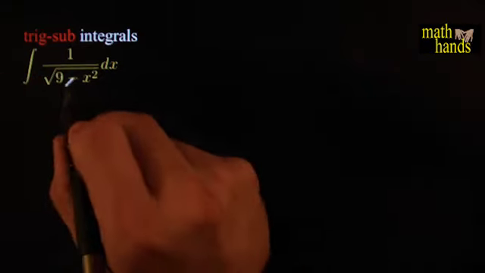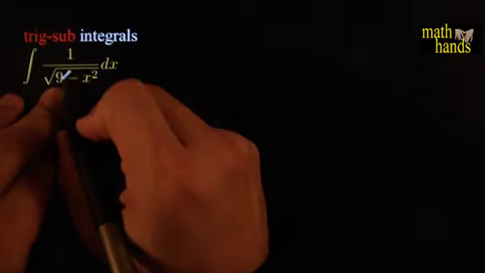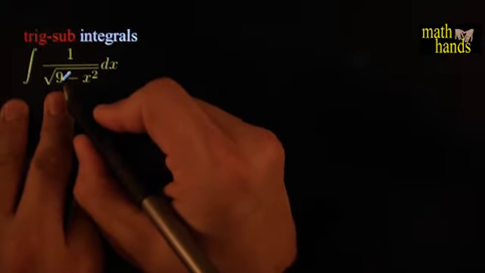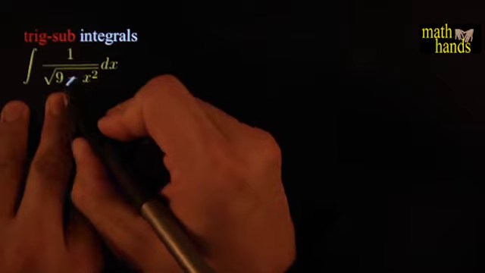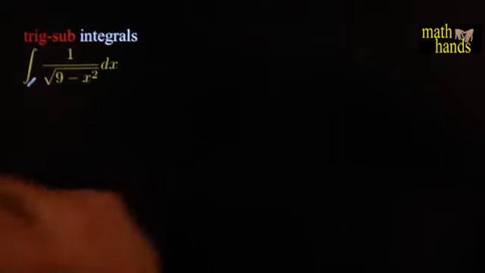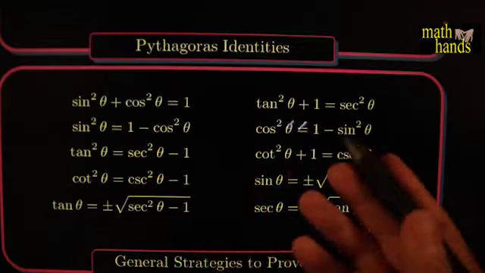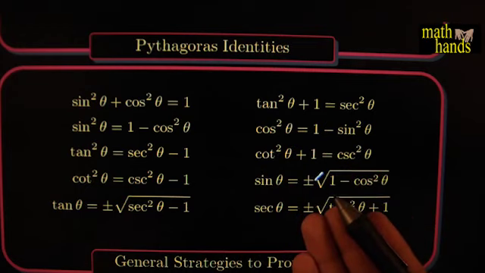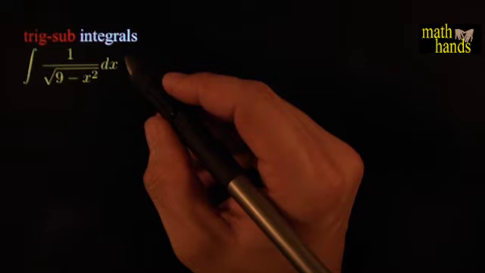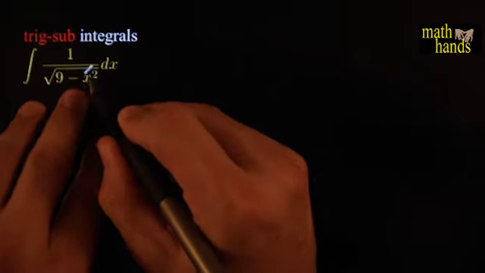Let's do another one. What if they had a 9 instead of a 1? How would that change things? Well, none of the famous trig identities have a 9 in there. They all have 1s. So that presents a problem for a little bit. But if you're creative, you can get around that. You can think to yourself, you know what?